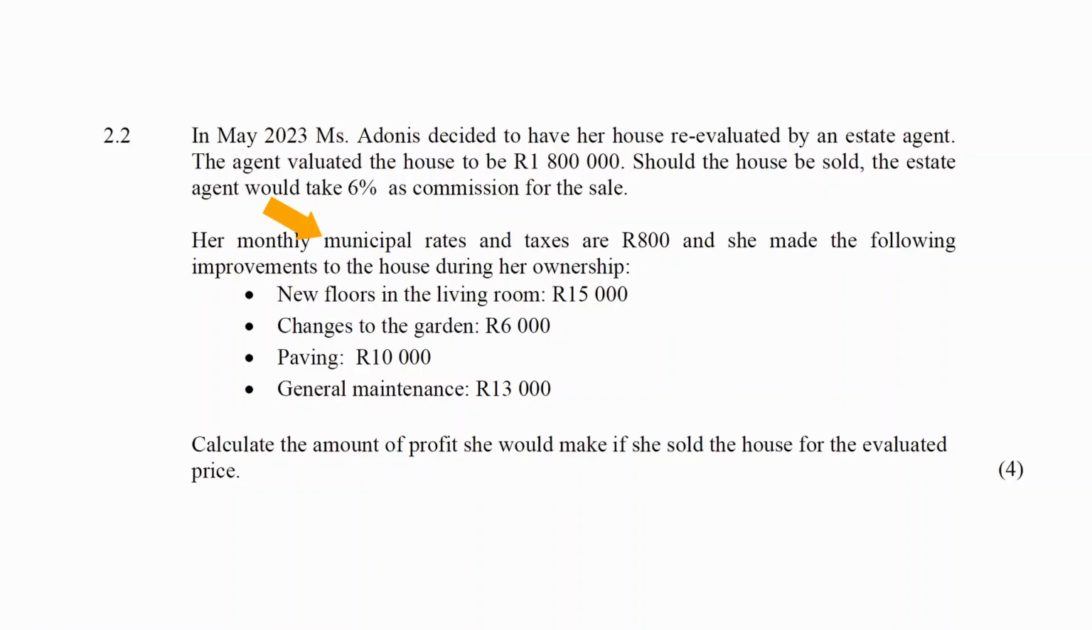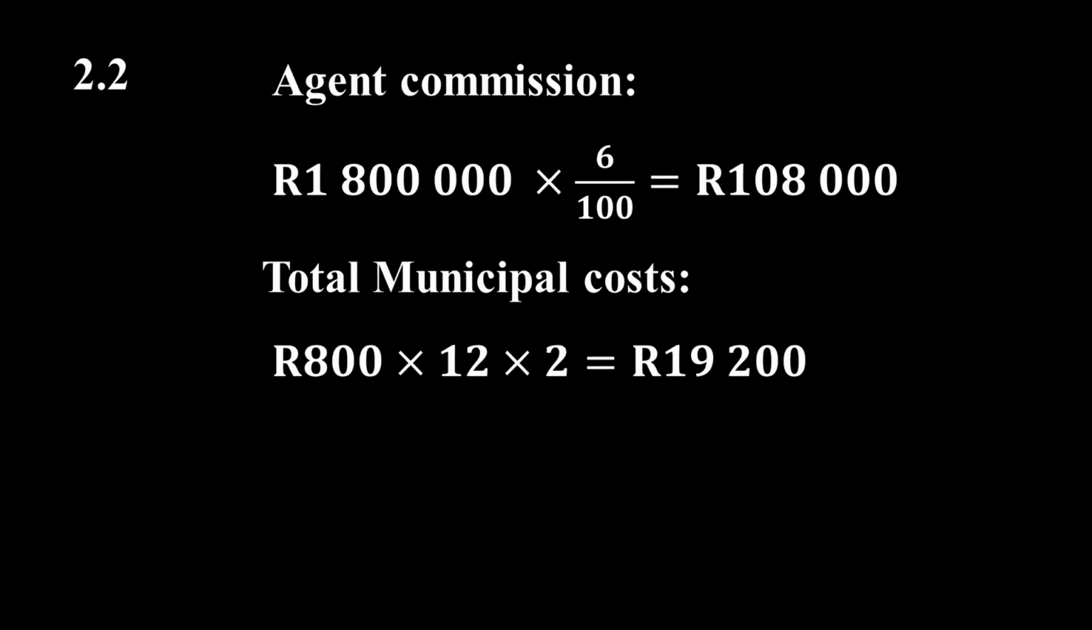Next, we calculate the total rates and taxes that were paid monthly to the municipality over the 2 years that Mr. Donors owned the house from May 2021 to May 2023. This will be 800 Rand per month multiplied by 12 months in the year multiplied by 2 years. This gives us a total of 19,200 Rand.